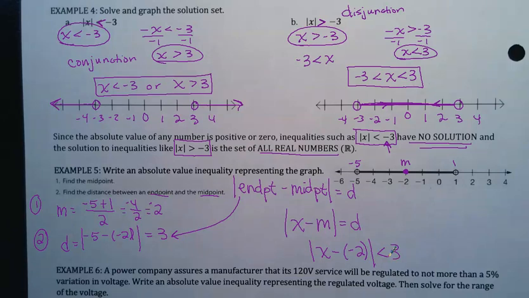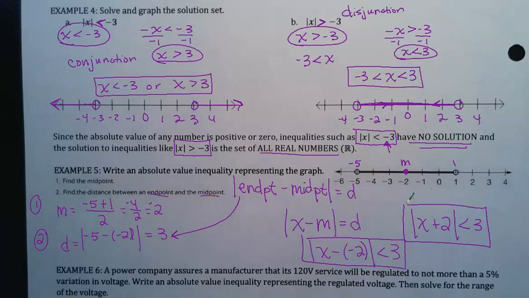Is it a conjunction or a disjunction? Good. It's a conjunction. So it is less than. Excellent, excellent. And you could simplify this as well because you have that minus the negative. So if you want to say it's x, the absolute value of x plus 2 is less than 3, that is also acceptable. We would take that totally. Okay, so either of those.